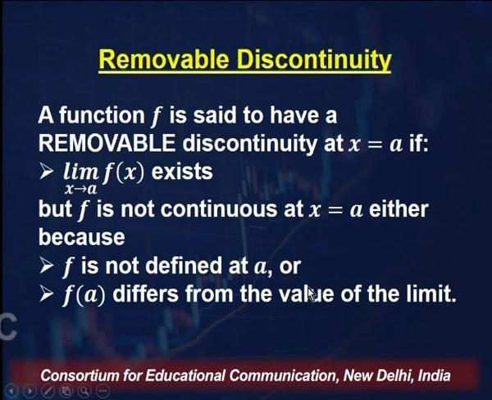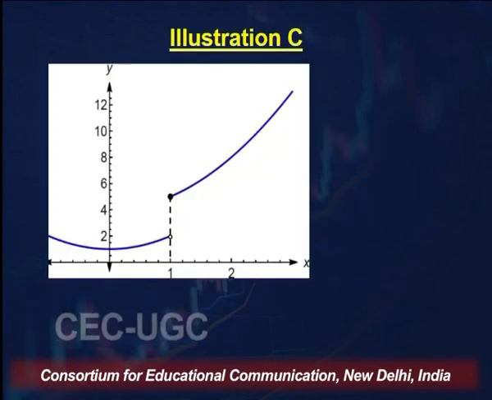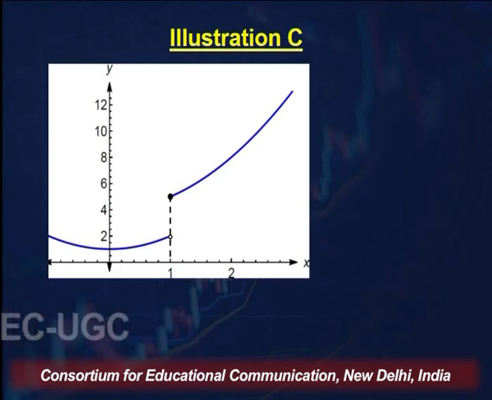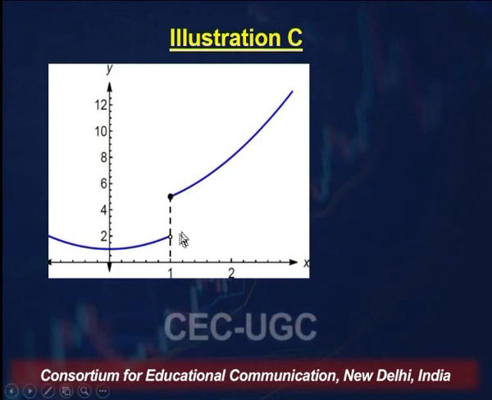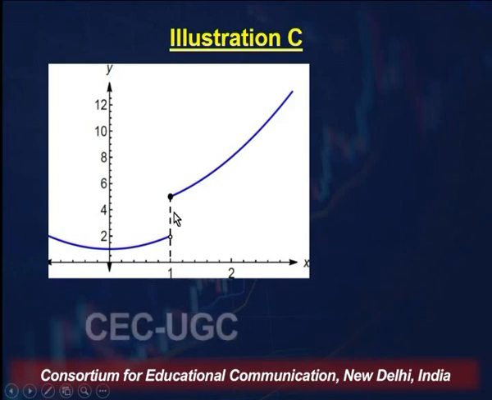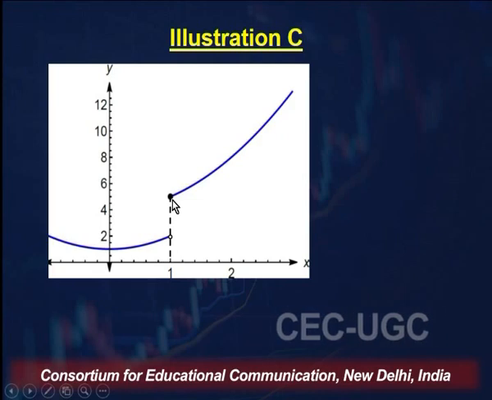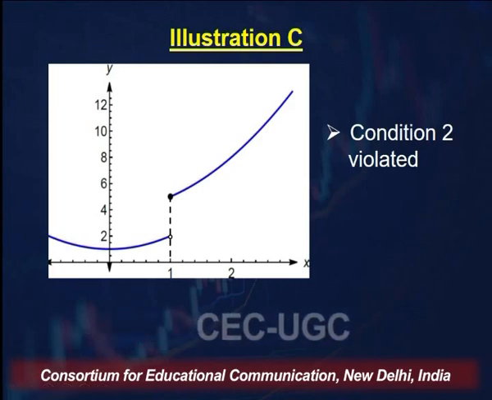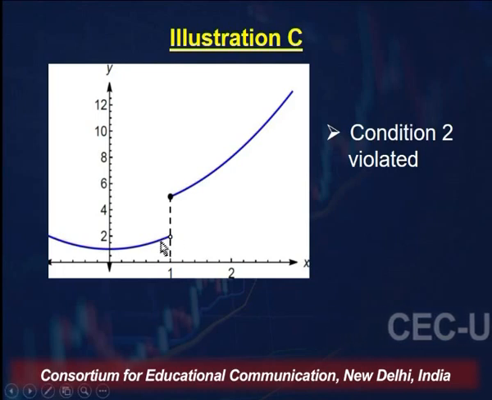Right. Now let's look at another kind of discontinuity. What do you notice in this picture? The function is defined. Here our a is x equal to 1. The function is defined at x equal to 1, taking on the value 5. But the second condition in the definition of continuity at a point is getting violated. The limit does not exist.